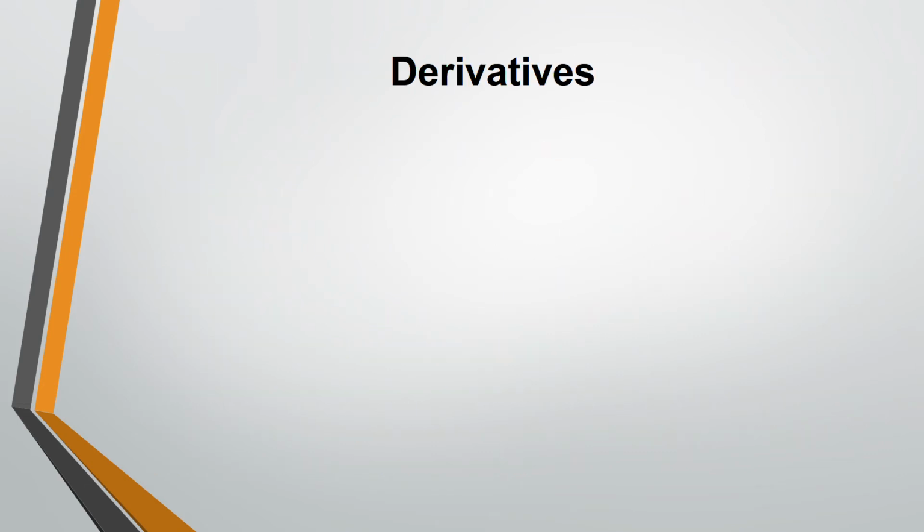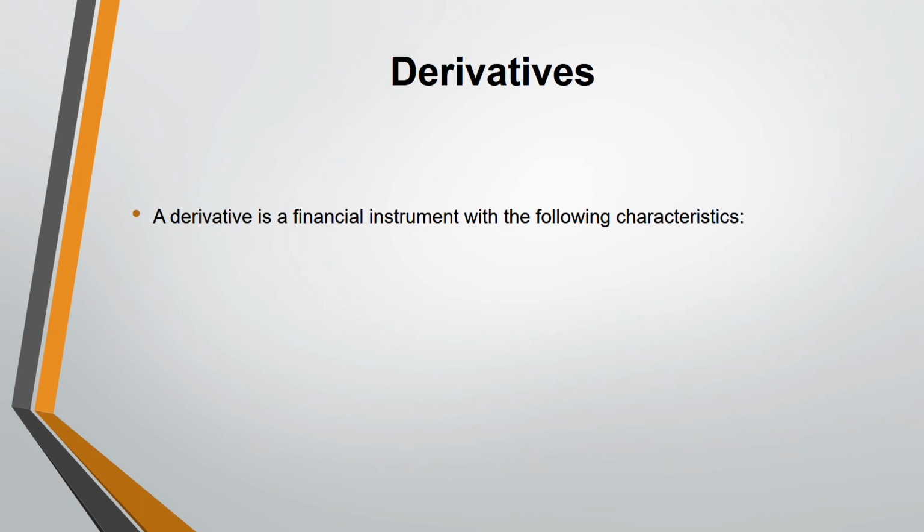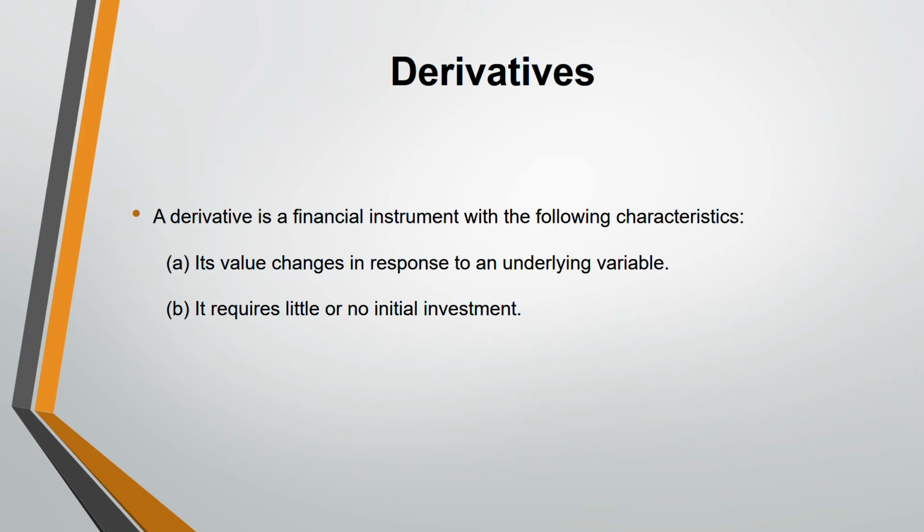Now let us move on to the derivatives after derecognition. So derivatives are a financial instrument that has the following characteristics. It is an example of financial instrument only. Number one, its value changes in response to an underlying variable. That means value of a derivative is dependent on another variable. If that variable changes, value of derivative also will change. Second, it does not require so much of investment. And third, it always will settle at some future date. So these are some characteristics of a derivative.